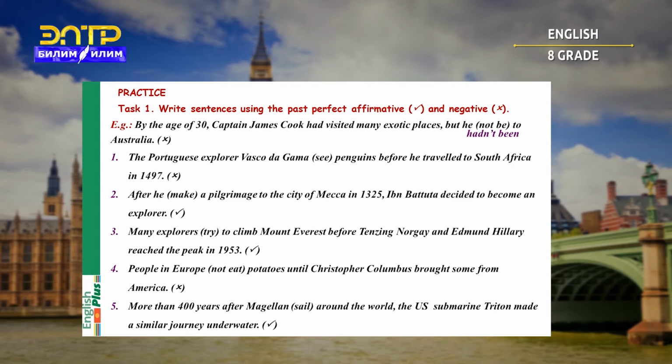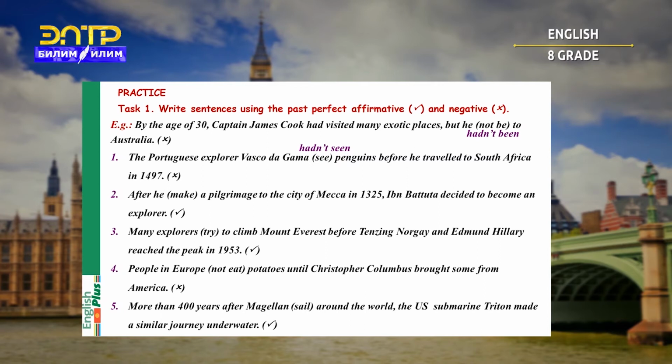Now, let's check. Sentence number 1 is negative. The verb see is irregular, so we should put it into past perfect negative form. Hadn't seen. The Portuguese explorer Vasco da Gama hadn't seen penguins before he traveled to South Africa in 1497.